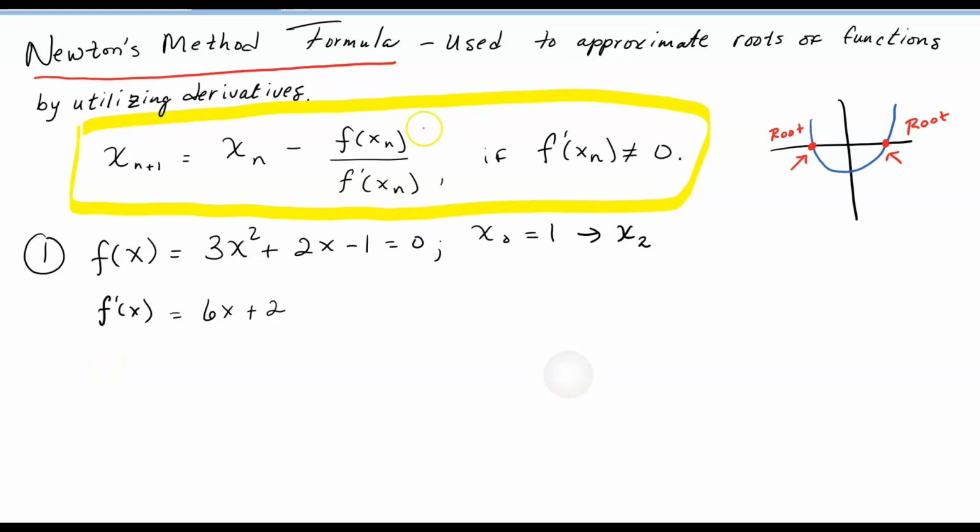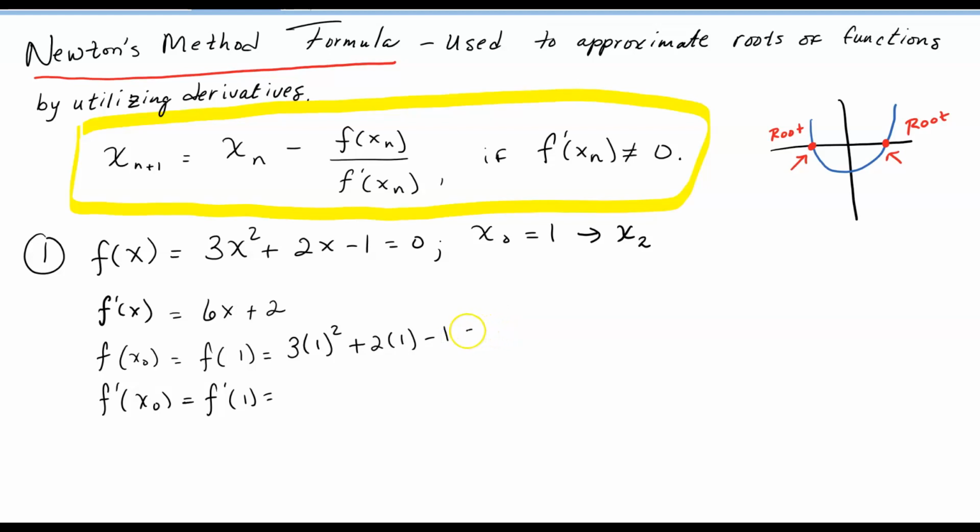Now I need to find this f of x sub n part right here. Okay, so I've got to find that. So I'm going to need to find then f of x naught, which is going to be f of 1. And then I'm going to need to find f prime of x naught, which is going to be f prime of 1. Now, this isn't too bad. It's more arithmetic than anything, and I think that it's easy to get lost in the arithmetic. So just be real careful here. So let's see what it looks like. We plug 1 into f, and we get something like 4. And then we plug in 1 into the derivative, and that's not too bad. We get something like 8.